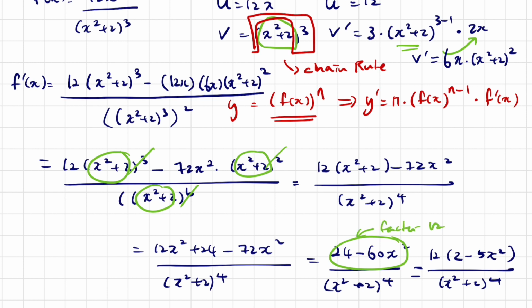Okay, so what I did here is I factored 12 out from each term, and we have shown that the original function 12x over (x squared plus 2) to the power of 3 can be differentiated into the form f prime of x equals 12 times (2 minus 5x squared) over (x squared plus 2) to the power of 4.